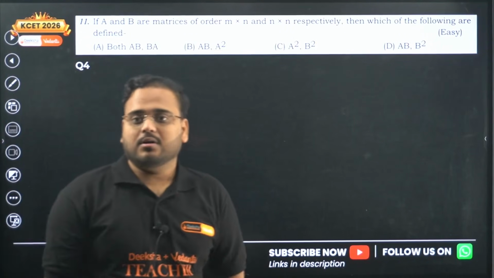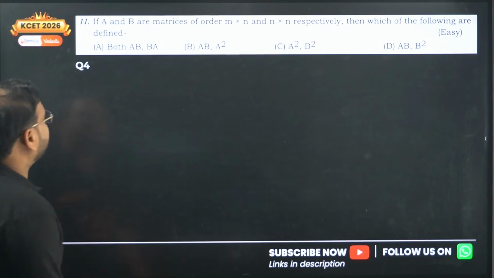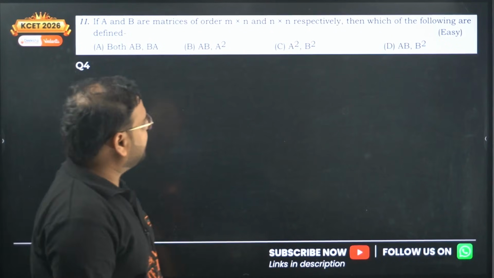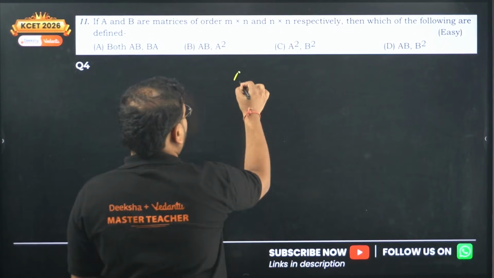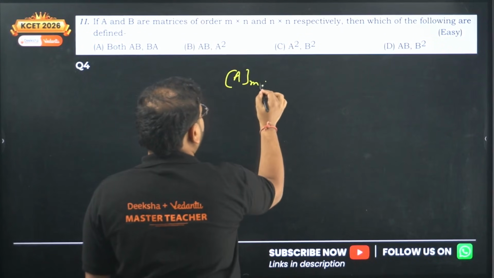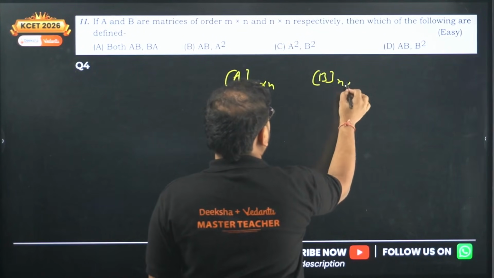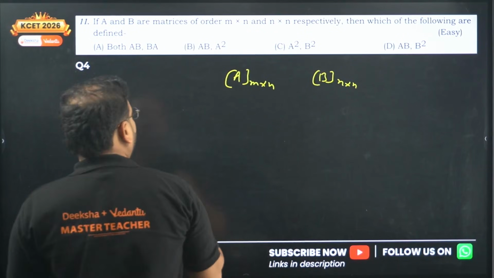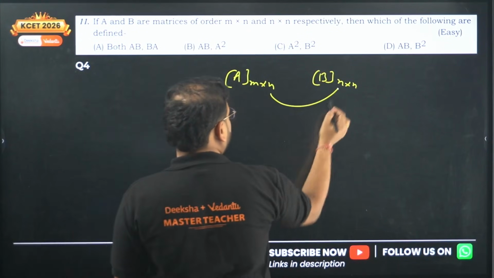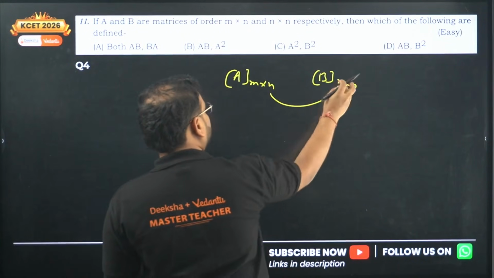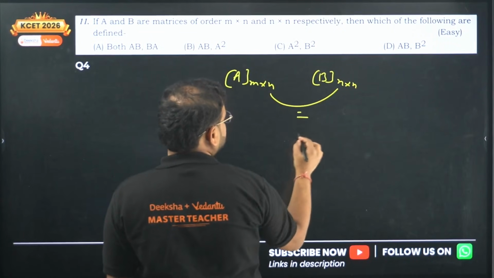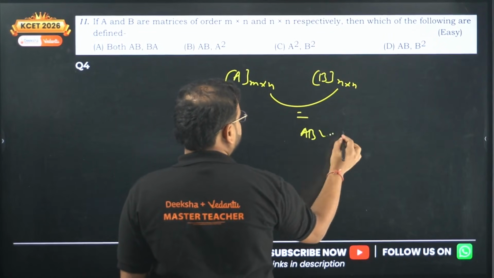Okay, now this is from your question bank. If A and B are matrices of order m cross n and n cross n, so A is given with the order m cross n, and B is given with the order n cross n. Then which of the following is possible? So I can multiply AB, because the number of columns here and the number of rows here are equal. They are equal means AB can be multiplied.